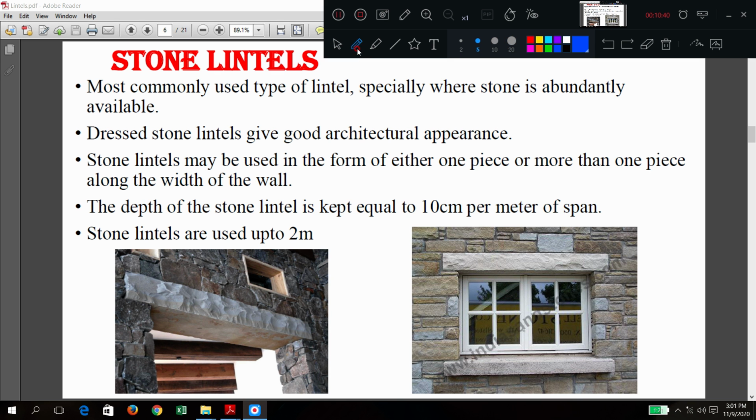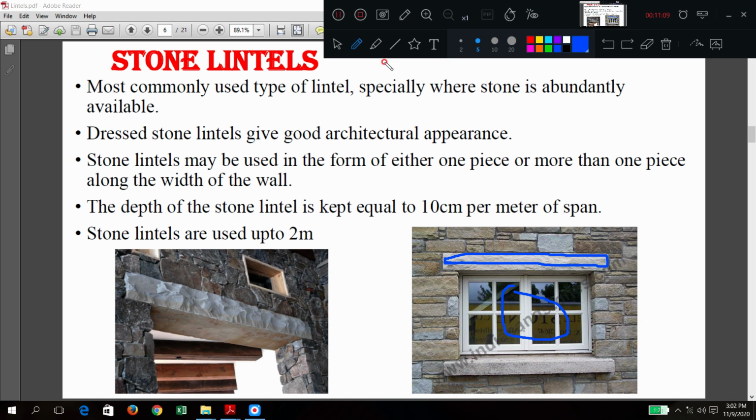Here in this one you can see there is a window. A window is what? It is an opening. The piece which comes at the top of that opening, which supports the wall, is called a lintel. I repeat one thing: this opening may sometimes be a door also. I will show it in the next slide.